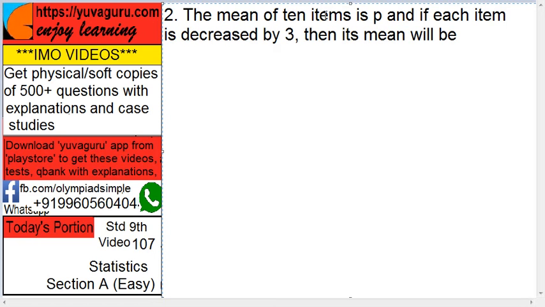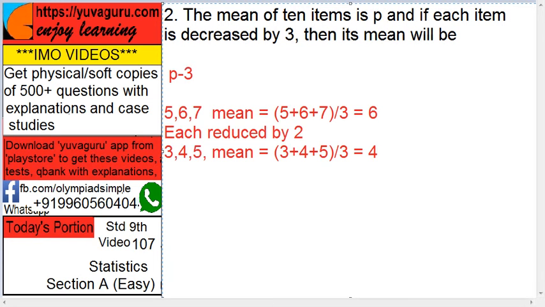The mean of 10 items is P. If each item is decreased by 3, then the mean will be P minus 3. Firstly, what is a mean? Mean means the total of all the numbers given divided by the total number of elements. See this, 5, 6, 7 are the 3 numbers given. So the mean will be the total of these numbers upon the total number of elements, that is 3.